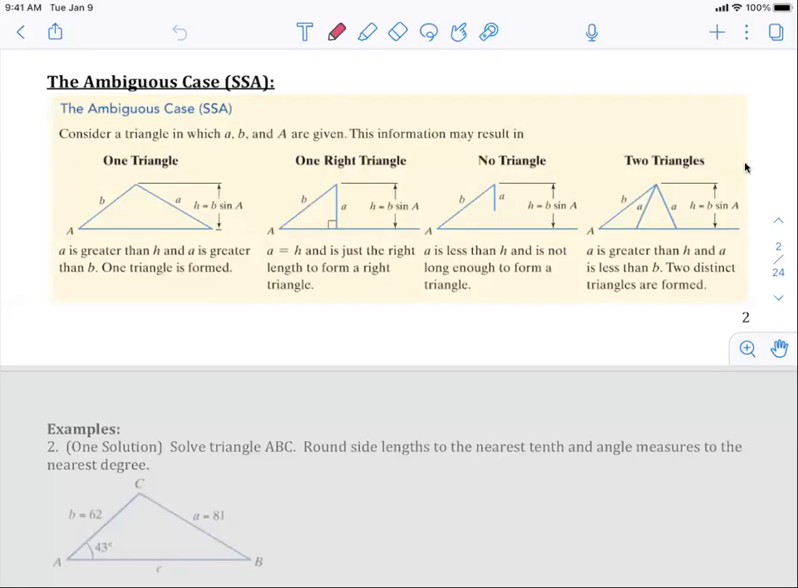All right. So we are talking about the ambiguous case today. This happens when you have a side-side-angle triangle. If you remember from geometry, you had all your congruence theorems: angle-side-angle, side-angle-side.